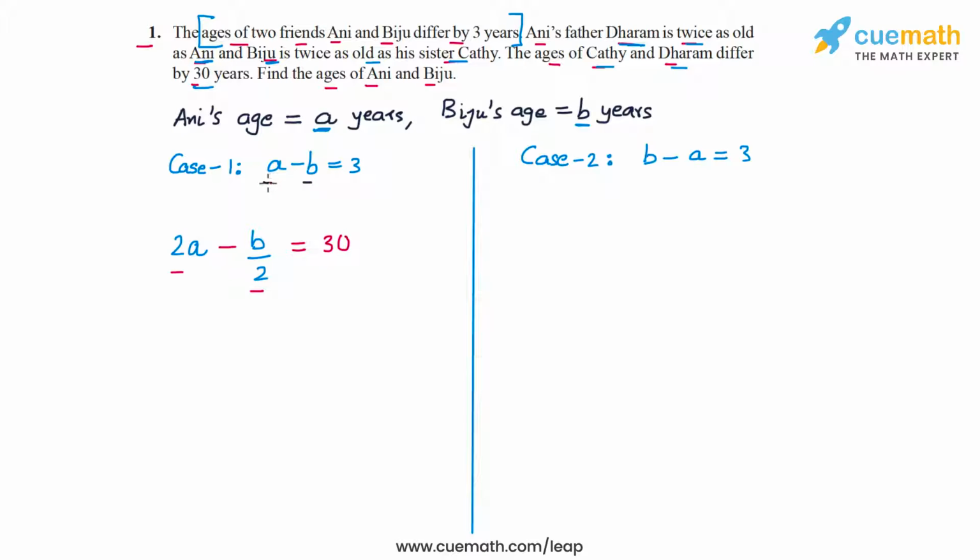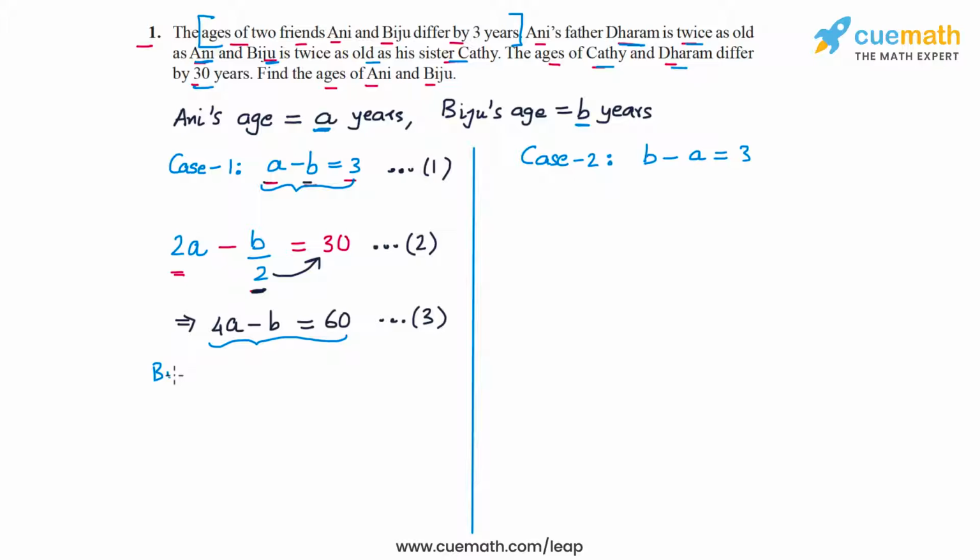So we get two equations, A minus B is equal to 3 and 2A minus B by 2 is equal to 30. Let's call this equation 1 and let's call this equation 2. So I can rewrite equation 2 as 4A minus B is equal to 60. Basically if I take the LCM on the left side and then cross multiply 2 with 30, I get 4A minus B is equal to 60. So let's call this equation 3. So from equation 1 I have A minus B equal to 3. From equation 3 I have 4A minus B is equal to 60.